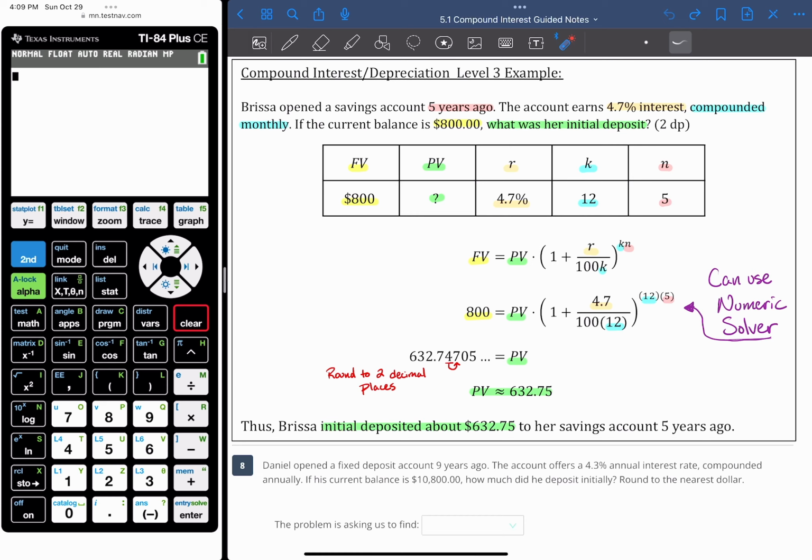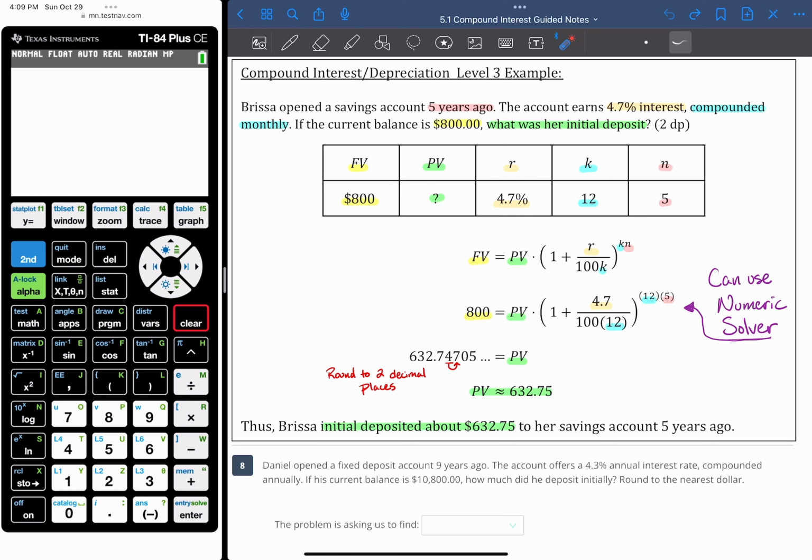All right, we're going to get into more advanced questions around compound interest and compound depreciation. So, in this question, we have Brissa, who opened a savings account 5 years ago. The account earned 4.5% interest compounded monthly. If the current balance is $800, what was her initial deposit?